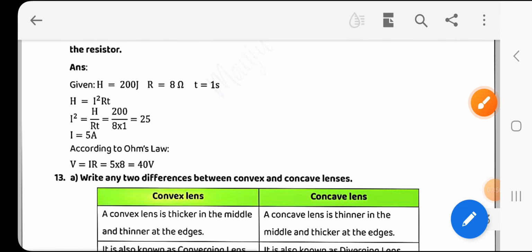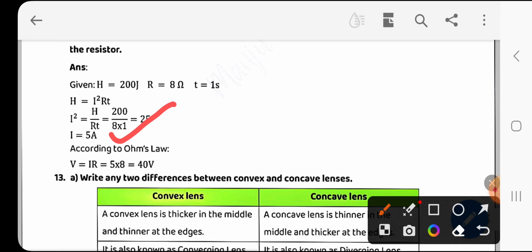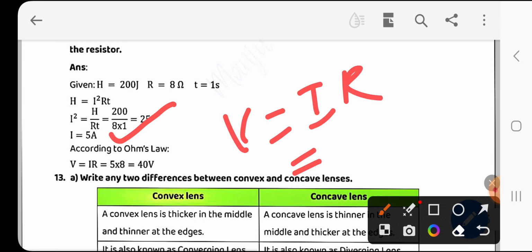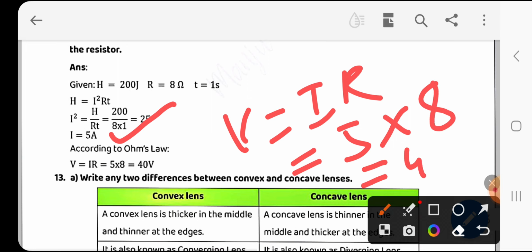I square equal to H by RT, that is 200 by 8 into 1, that is 25. So I equal to 5 ampere. According to Ohm's law, V equal to IR. So I is already found, 5. R is already given, that is 8. 8 into 5, 40 volt is the correct answer.